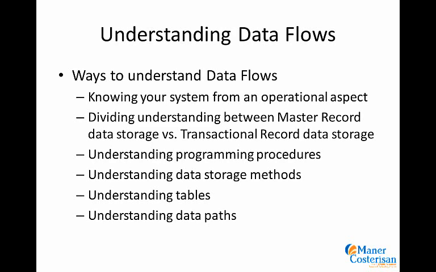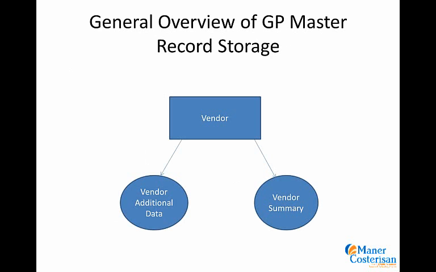So when we begin to look at how that data is stored in those tables, and the data path it took, all the data that seemingly you entered in one screen is scattered across multiple tables. And how that data streams and is connected to one another from the table aspect, and the paths that it took when that posting process took place. All right, so, general overview of GP master record storage.